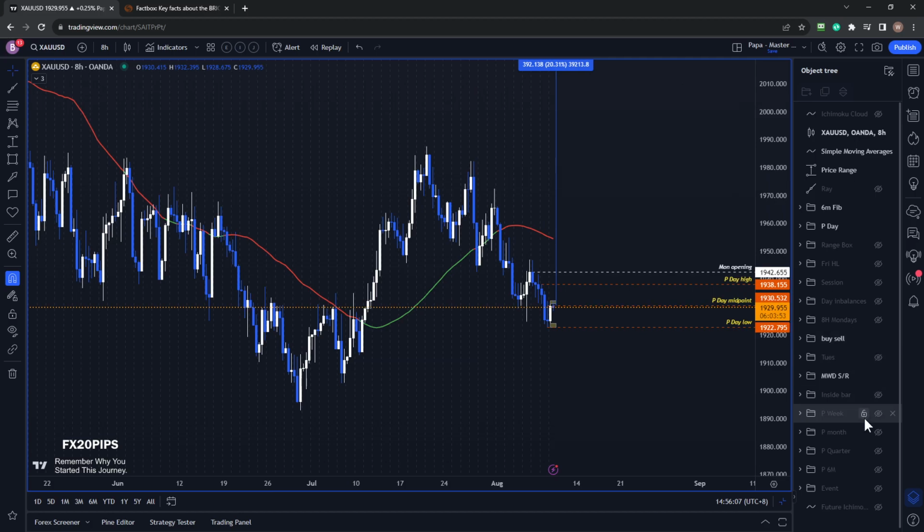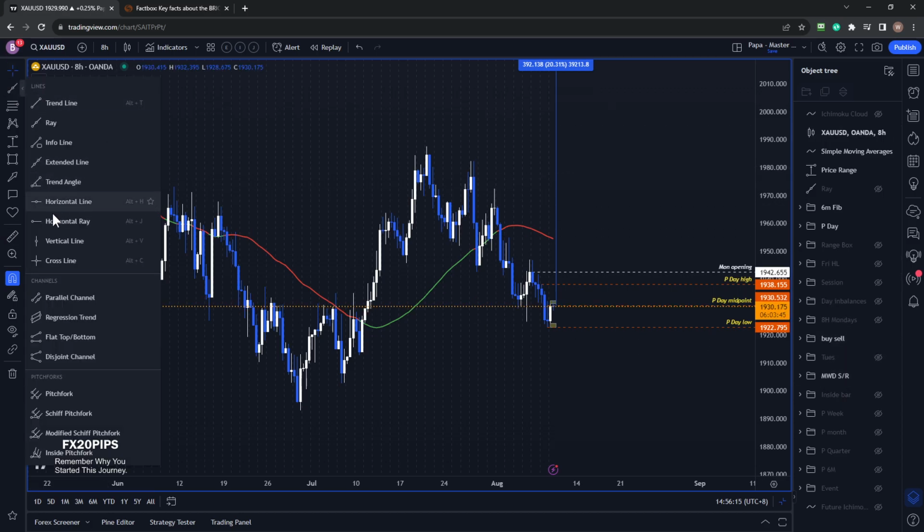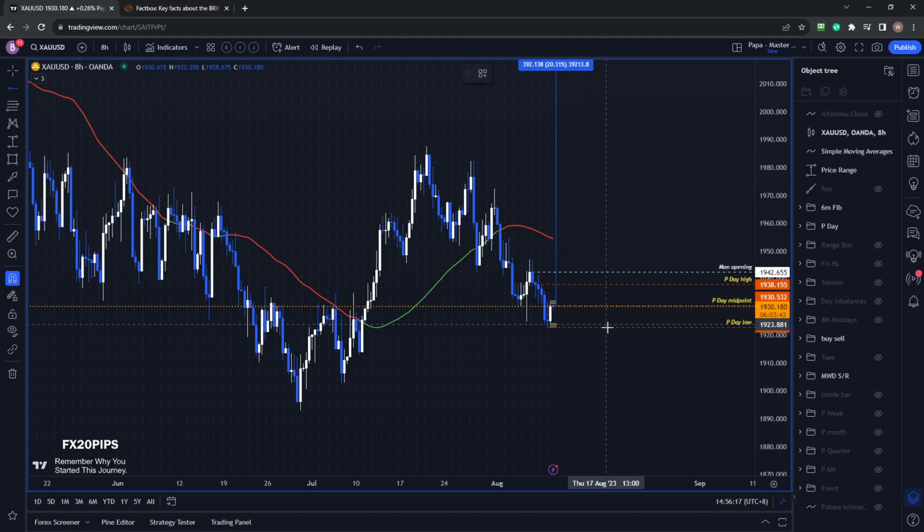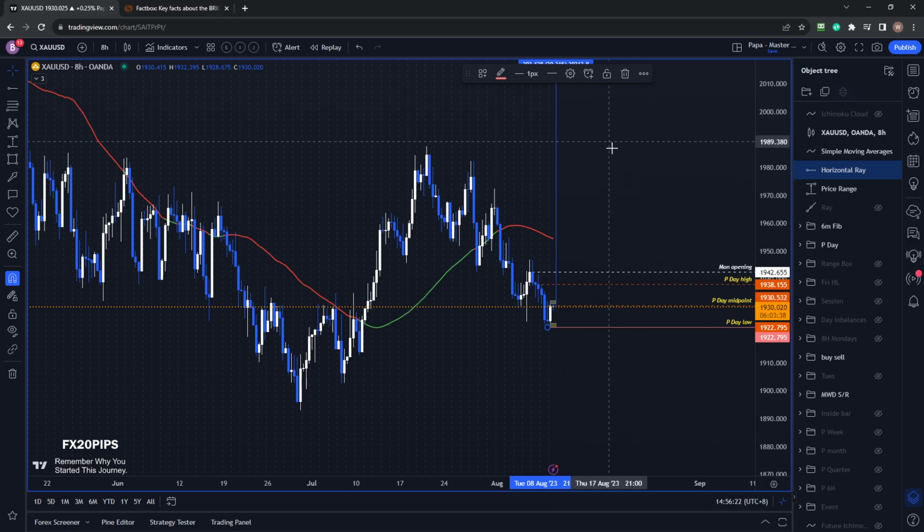Or otherwise, you can draw a mini support. What is this? 8 hours. Do I have the 8 hours support resistance here? This is the main. So what I'll do is I'll draw the 8 hours support resistance. Okay. So obviously yesterday was 1.